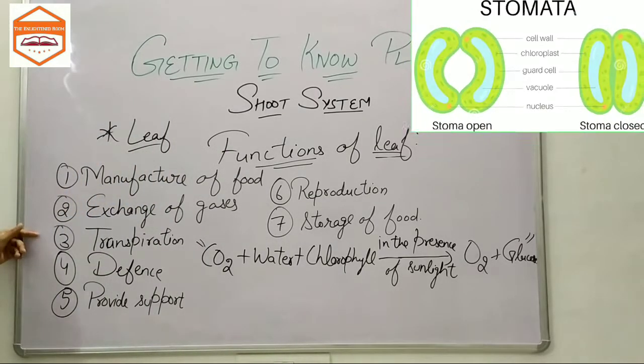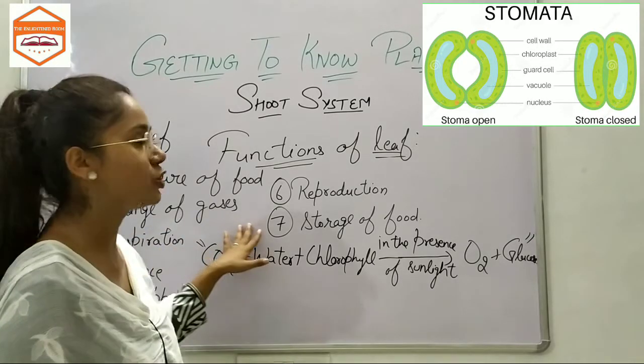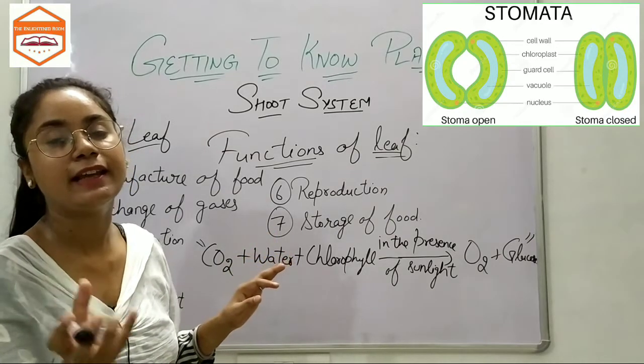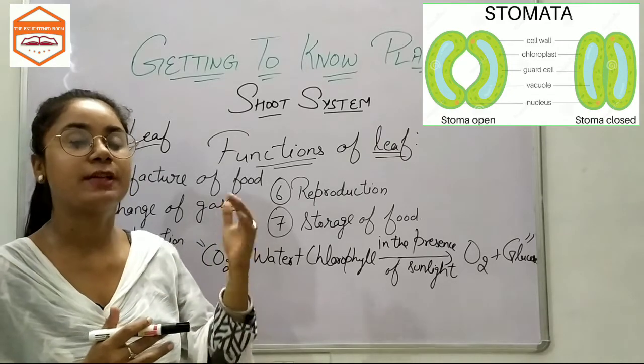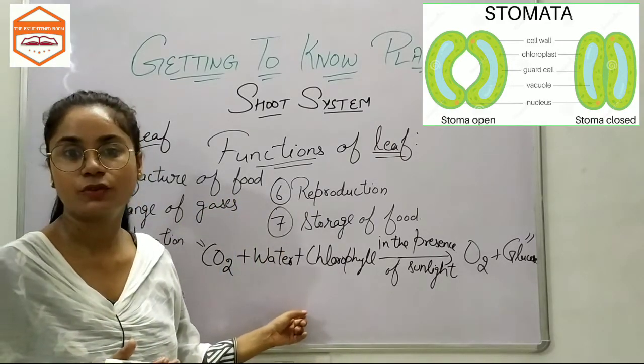Now the second point, exchange of gases, is done with the help of stomata. Okay, stomata are found on the leaves, and they help in the exchange of gases. That means a leaf would inhale carbon dioxide and exhale, that means give out, oxygen, by using the process of photosynthesis.